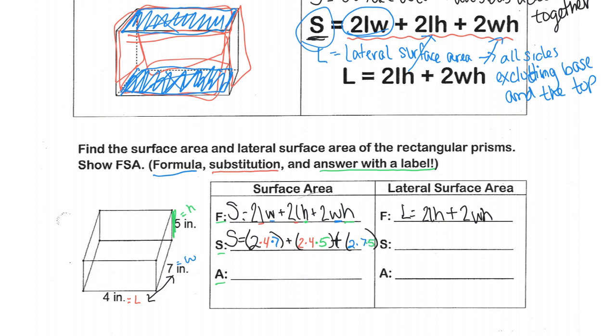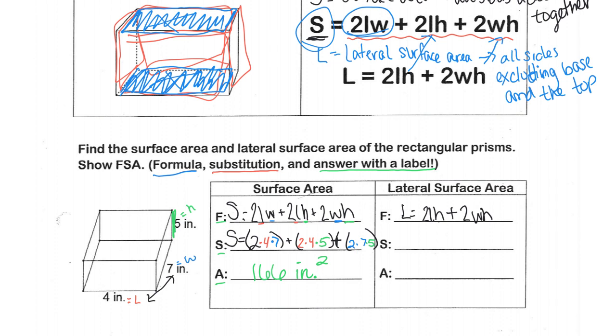All right, and now let's plug that into our calculator. Again, I might separate these by parentheses in your calculator. So you should have 2 times 4 times 7 plus 2 times 4 times 5 plus 2 times 7 times 5. And when you do that, you should get 166. And then again, it's area, so it's inches squared. Okay, so let's do lateral surface area now.